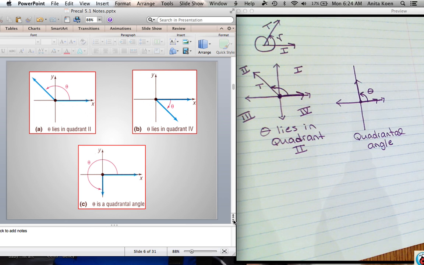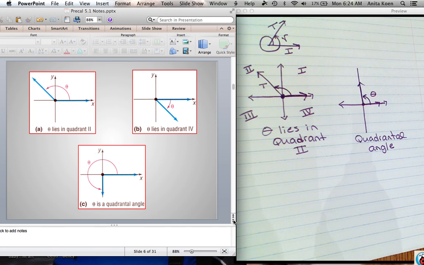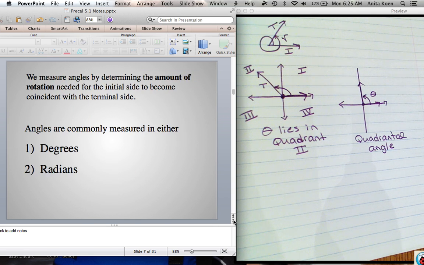Okay, so again, just some examples of what I've drawn over here already. Letter A is where theta lies in quadrant 2, just like the one I drew. Letter B, theta lies in quadrant 4, and in letter A, theta is a positive angle. In letter B, theta is a negative angle. And letter C, theta is a quadrantal angle. It's also positive. We measure angles by determining the amount of rotation needed for the initial side to become coincident with the terminal side.